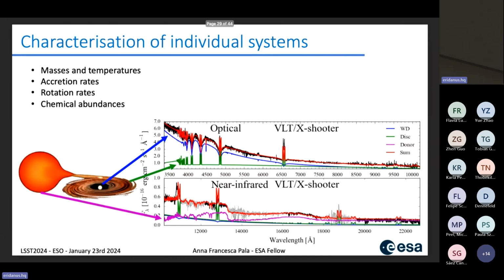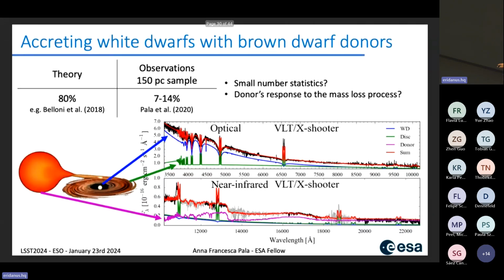With this kind of study, we can measure the parameters of the system. We can get masses, temperature, accretion rate, rotation rates, and these are all parameters that, again, allow us to carry out a direct comparison between the observations and the predictions of the theoretical models. And in this way, we will also be able to look for accreting white dwarfs with brown dwarf donors.